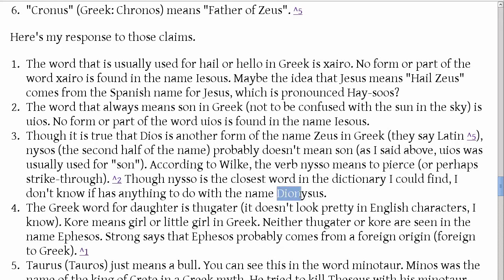So Dionysus is probably a compound word, like they claim. That part is true, but the meaning of it is different than what they say.